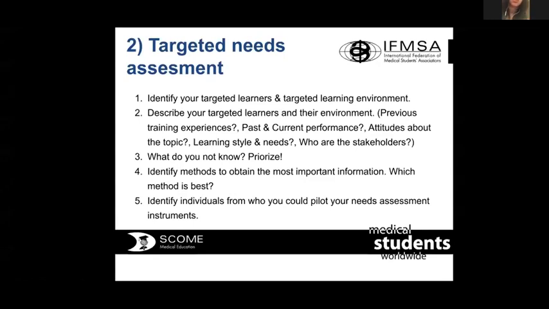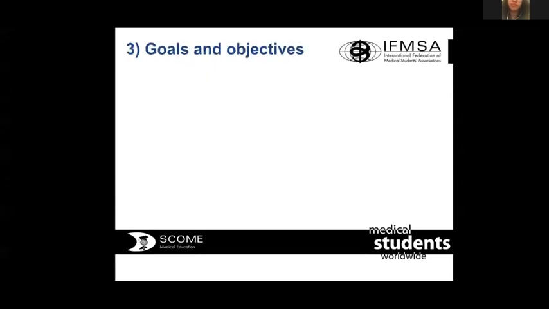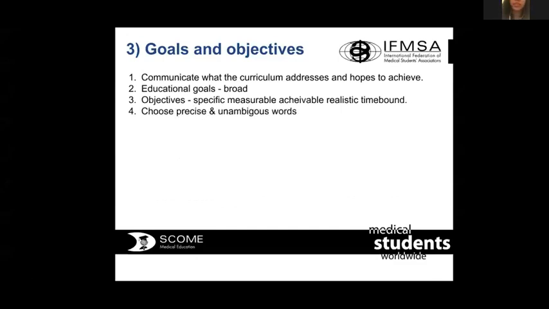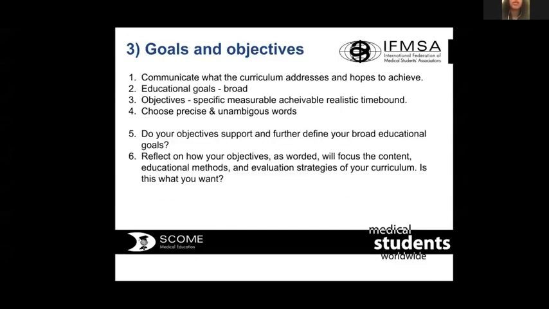This is how I set goals and objectives for the curriculum or maybe for the module. Next slide. This table will help you to set objectives for the module you want.